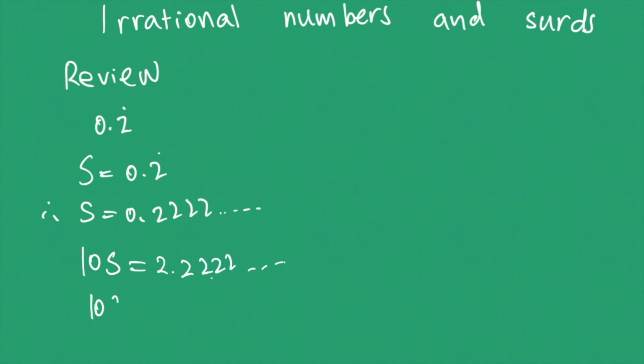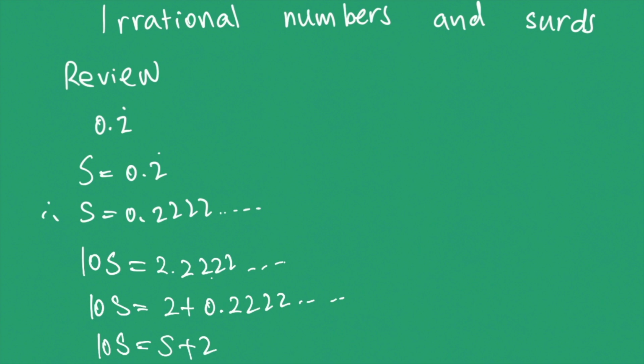So 10s equals 2 plus 0.2222 ellipsis. Therefore, 10s equals s plus 2. Hence, 9s equals 2. And therefore s equals 2 over 9, and 0.2 repeating equals 2 over 9.